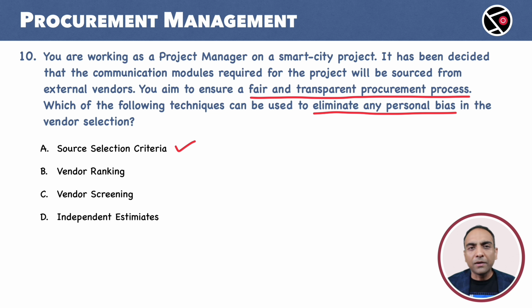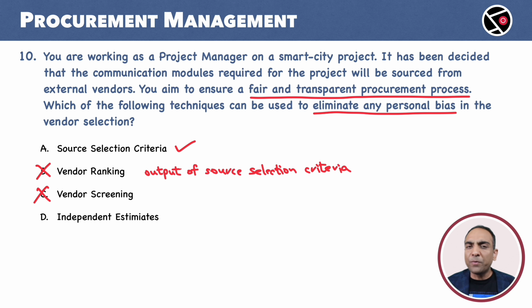B. Vendor ranking. Ranking can be the output of the source selection criteria. Vendor ranking in itself will not help in removing the personal bias. The approach to vendor ranking has to be independent of personal bias. B is not our choice. C. Vendor screening. Again, it is the approach to screening that matters, not the vendor screening itself. C is incorrect.